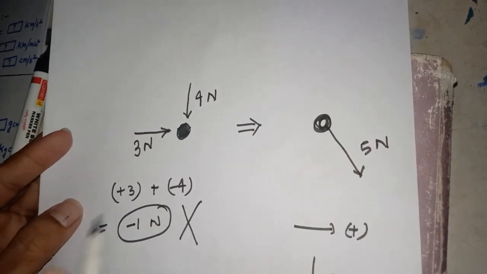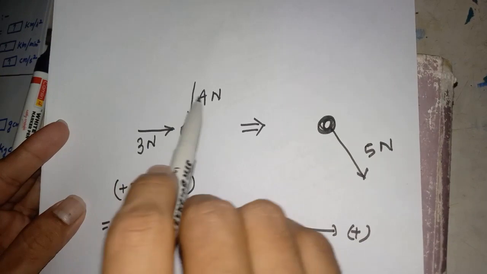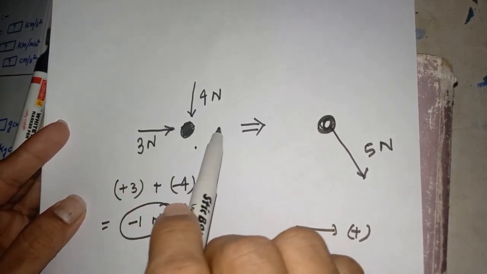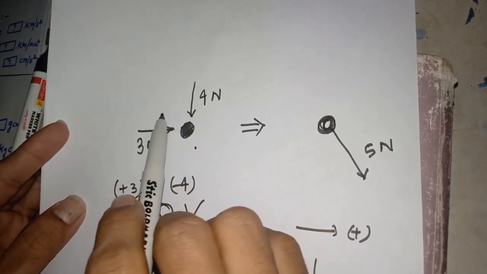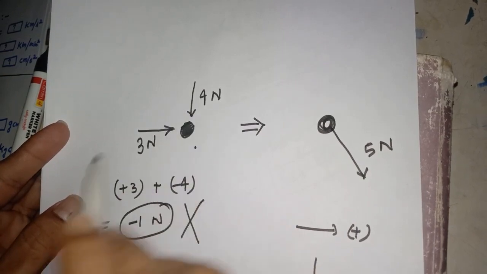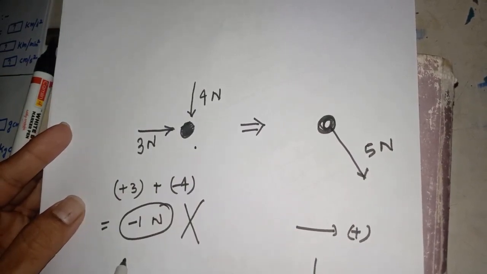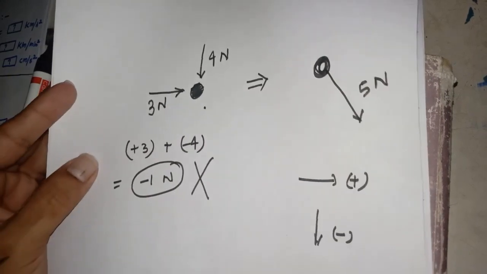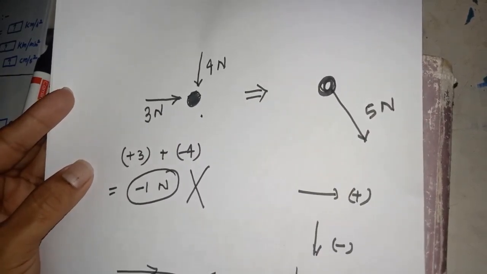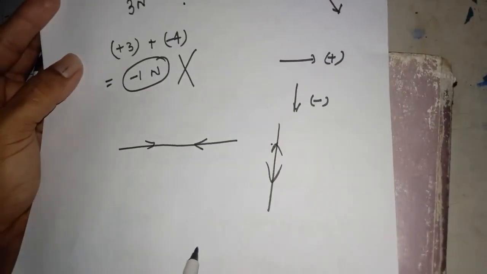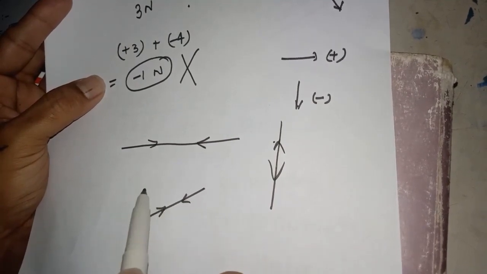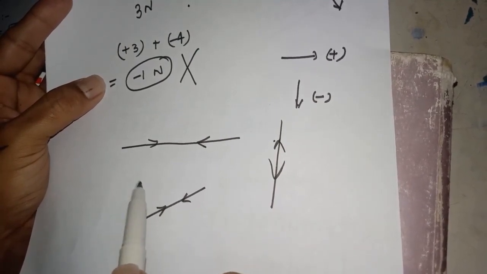Minus 1 Newton. This is wrong. Or also you can see here, this is north-southward, or this is eastward. This is a perpendicular direction, not in a single line. It is in two lines. In the previous cases I have shown the examples. We take the single line, either this or this, or either this or this, or either this or this.